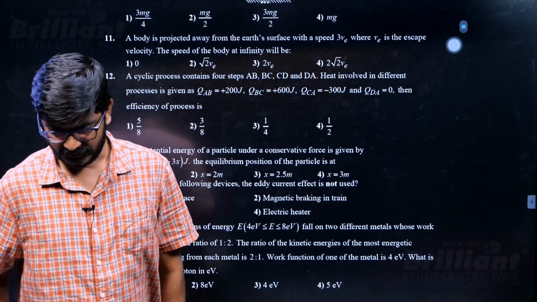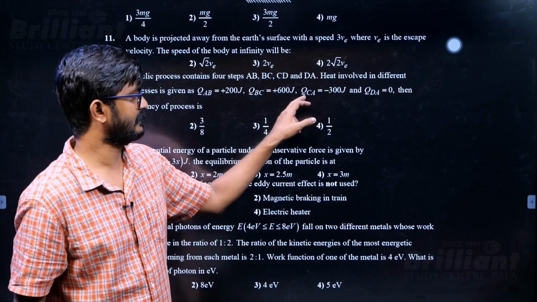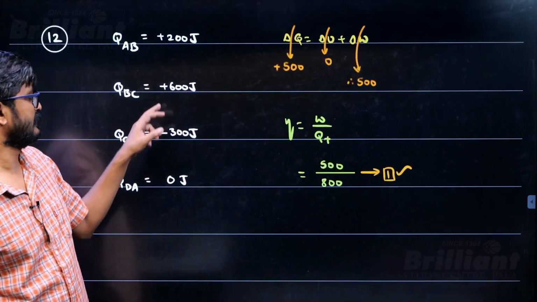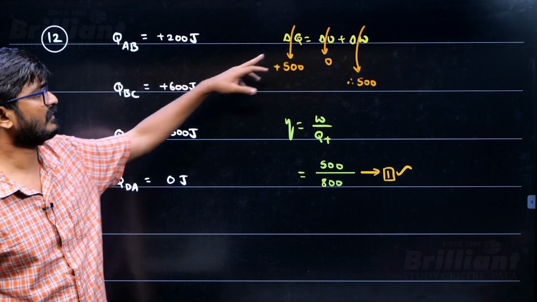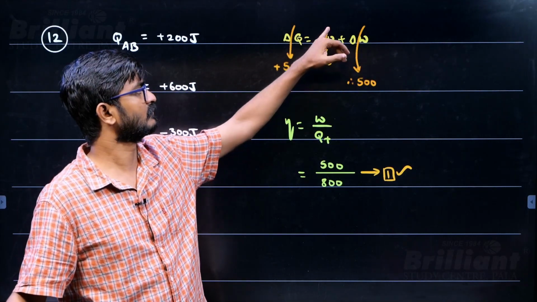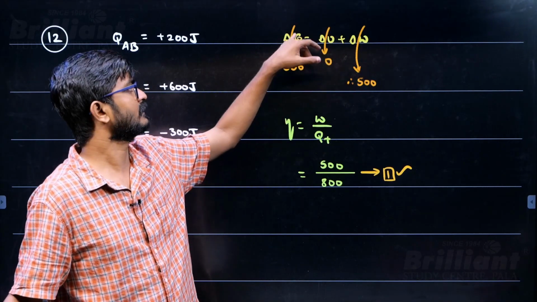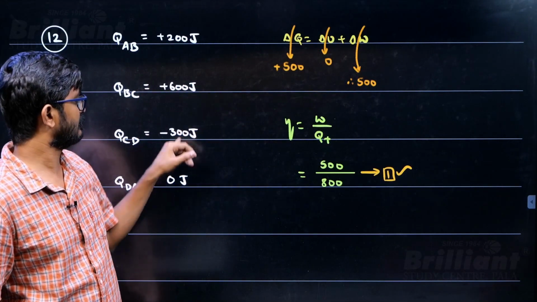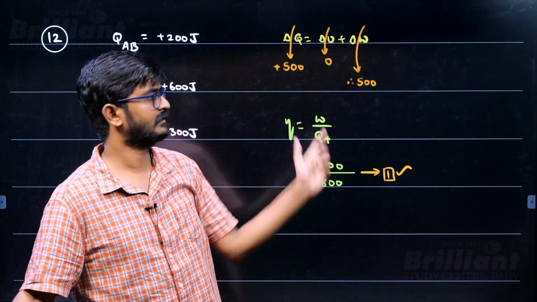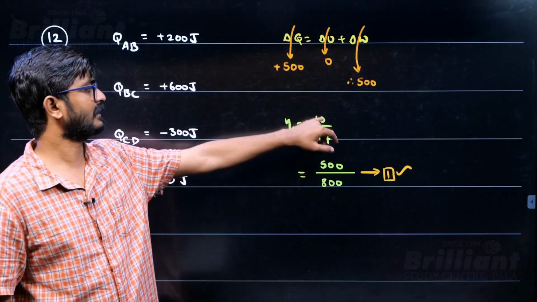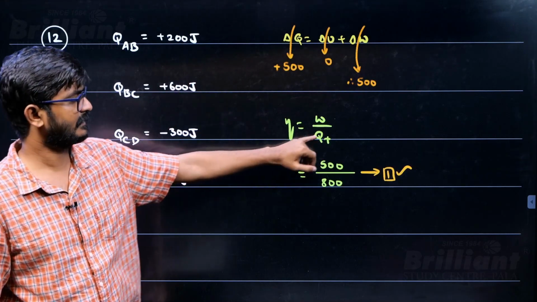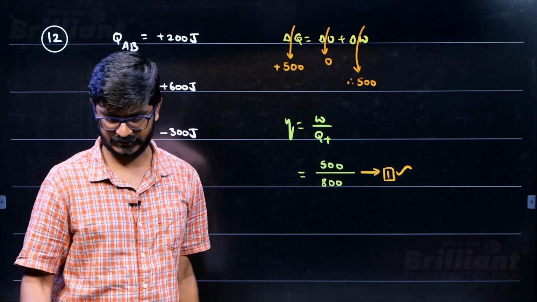In a cyclic process, AB, BC, CD and DA, find the efficiency of the process. You know energy conservation: delta Q equals delta U plus W. For a cyclic process, delta U is 0. In this question, 800 minus 300 is 500, so the work done is 500. Efficiency is work done by heat taken. Work done is 500, and heat taken is only the positive quantity, 800. That will give us the efficiency.